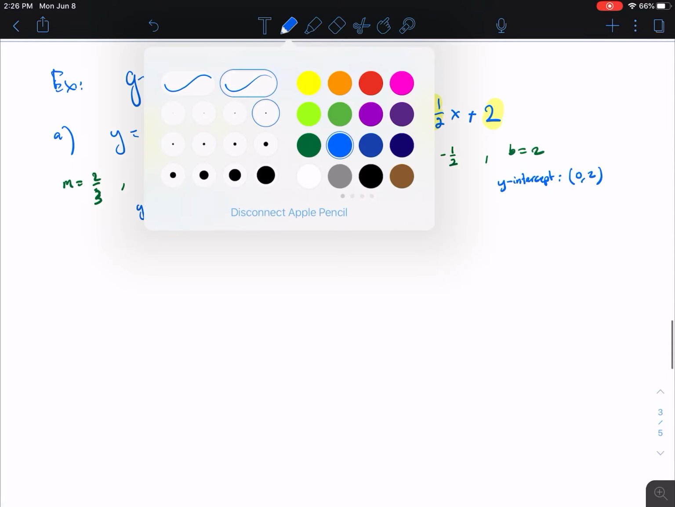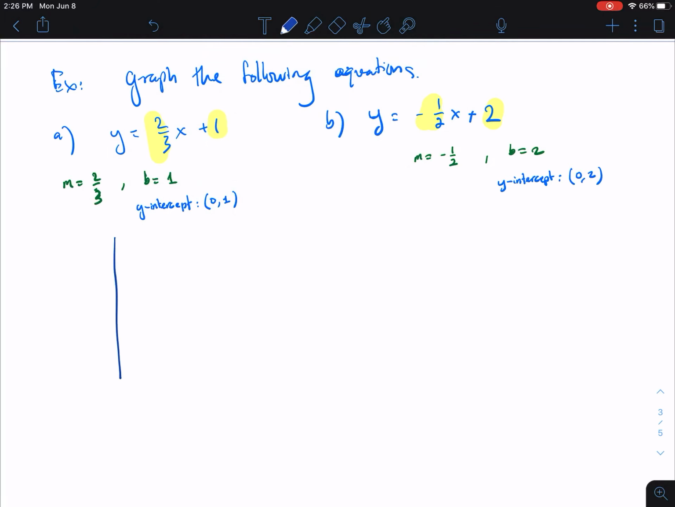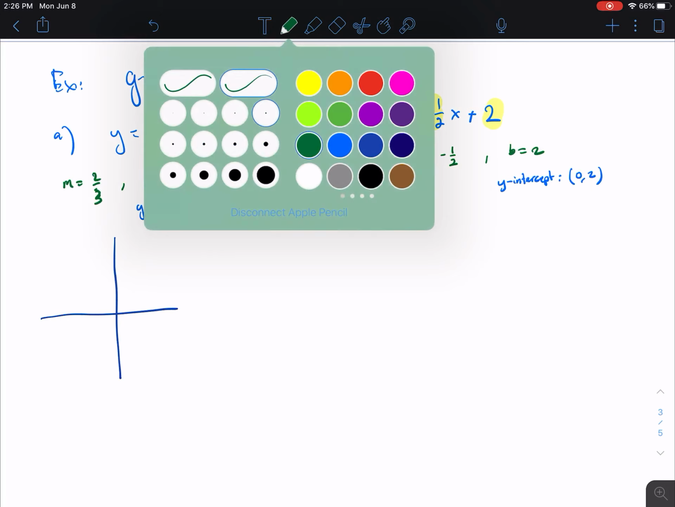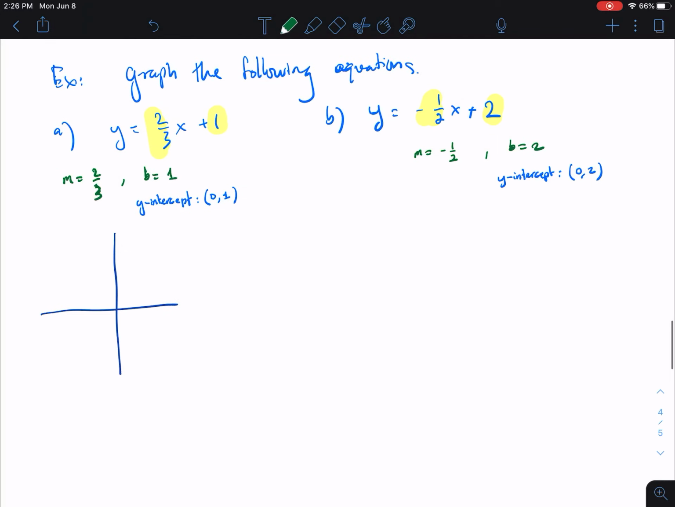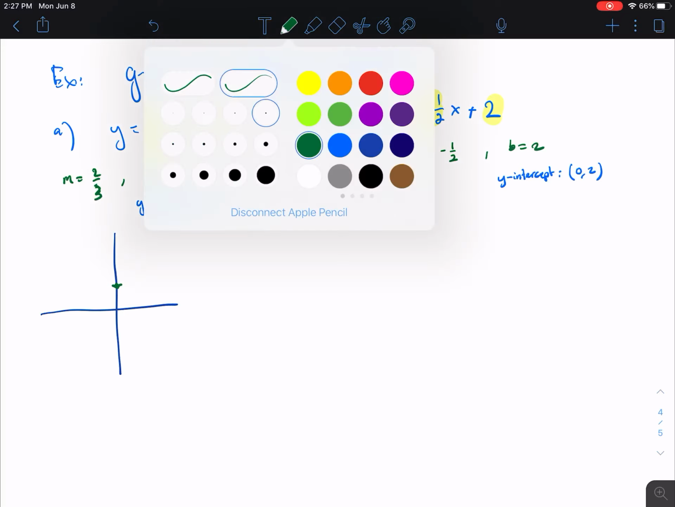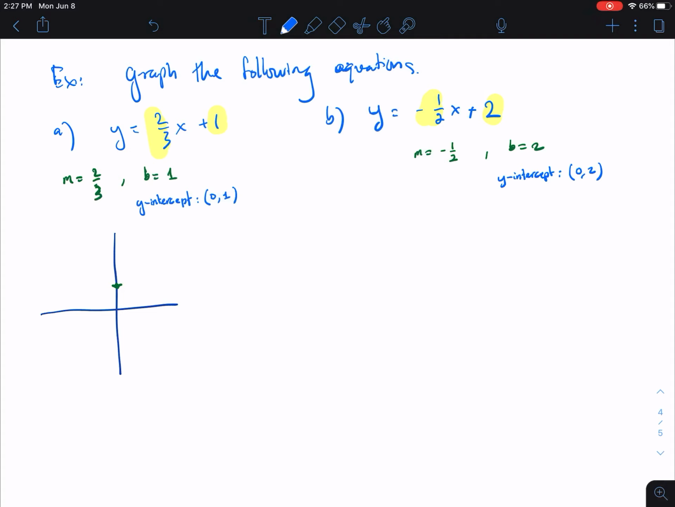So how we're going to graph this is we're going to draw the xy axis, and we're going to start with the y-intercept (0, 1), so that's there, right? And then we're going to apply the slope. So the slope is 2/3, so that's going to be a positive slope. That's rise over run. So the rise is going to be 2, 1, 2. The run is going to be 3, 1, 2, 3. So we're looking at the second point there, and we're going to connect these two points to make a line. So I'm going to go ahead and do that. Okay, so that is a line.